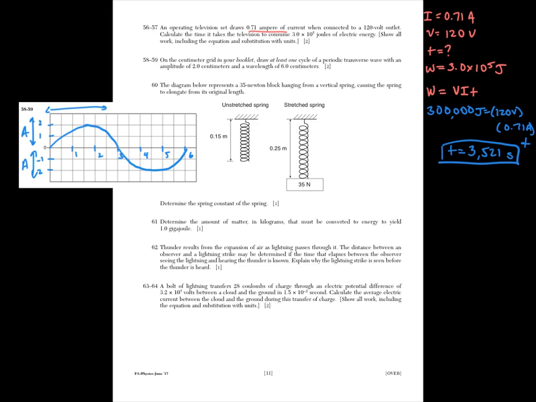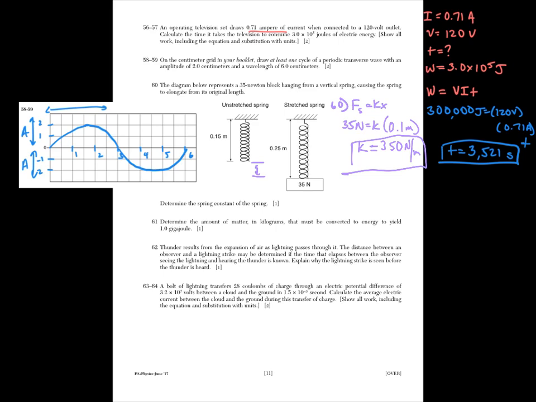Alright, number 60. Determine the spring constant of the spring. It's a calculation question, but you don't have to show work. Okay? So number 60. Fs equals kx. They got you the force, and that's the one that's being applied to the spring. It's the weight of the block. Solving for k, the spring constant, and the extension is between these two values here. The difference between 0.15 and 0.25, and that is 0.1 meters. K is then 350 newtons per meter, and that is your answer for number 60.